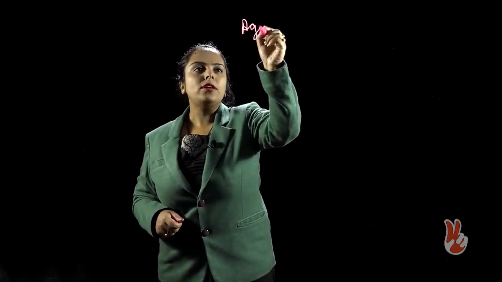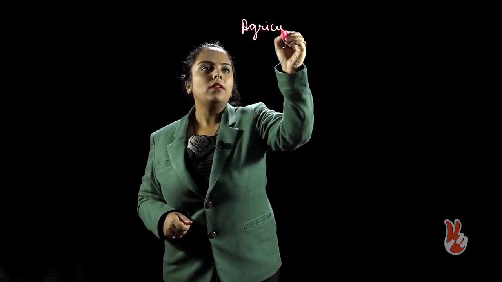Today we are going to talk about the agricultural revolution that took place in the mid 18th century and that resulted in the industrial revolution, and it is one of the most important topics. It is the most important topic because it ensured the industrial revolution.